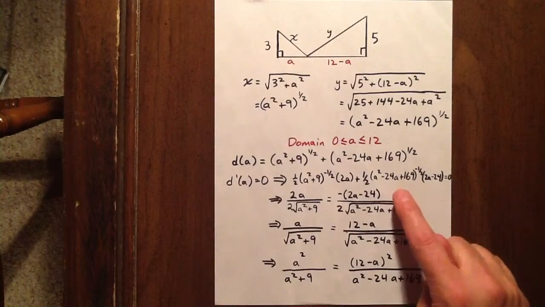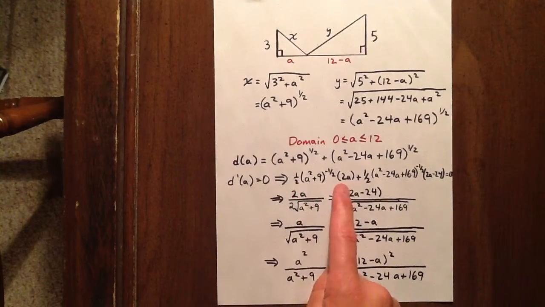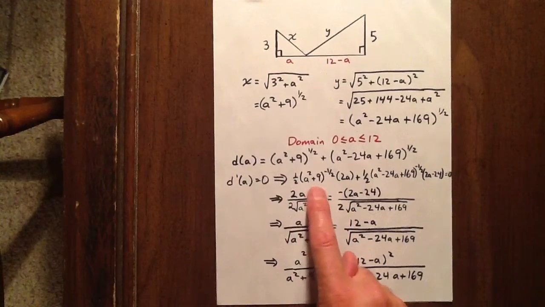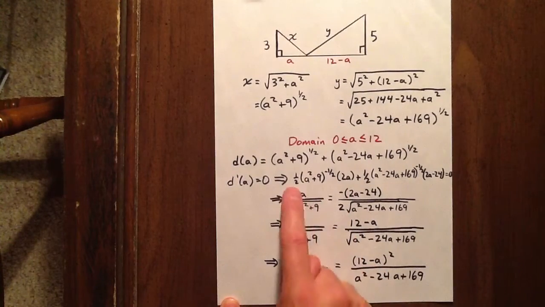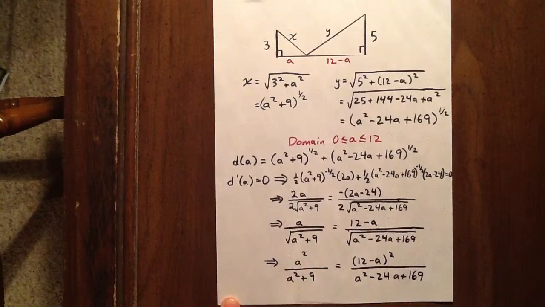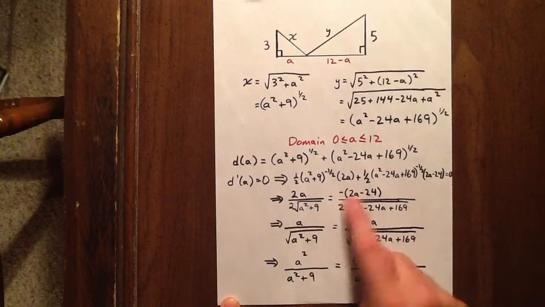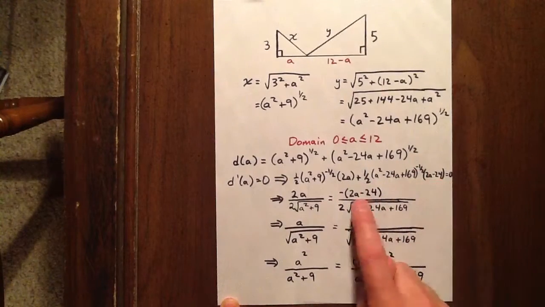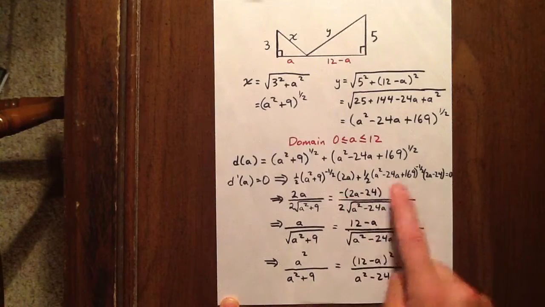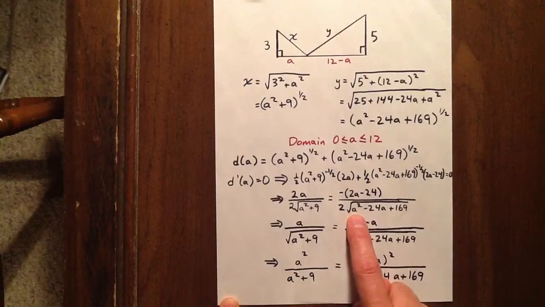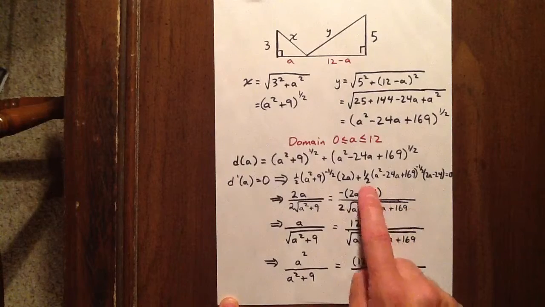Well, what we're going to do is keep everything here on one side. 2a times 1 is the numerator. (A squared plus 9) to the positive 1/2 is the denominator, along with the 2. And over on the other side, if we subtract this entire term, 1 times 2a minus 24 is 2a minus 24, so we put a negative sign in front of that since we're subtracting it, and the denominator is (a squared minus 24a plus 169) to the positive 1/2, but again times 2, of course.